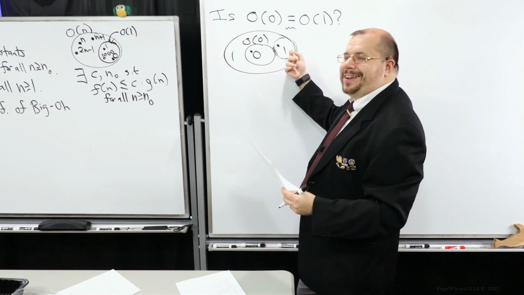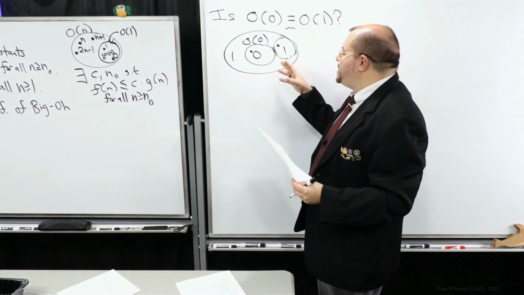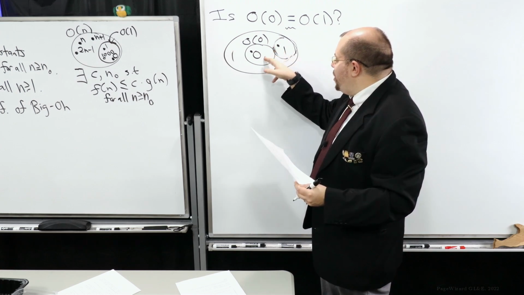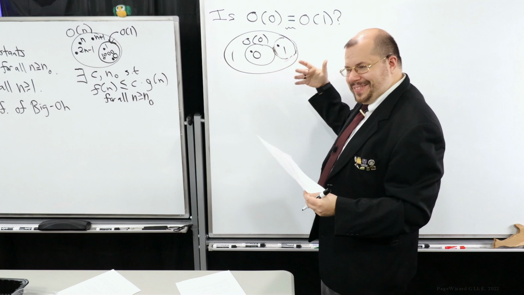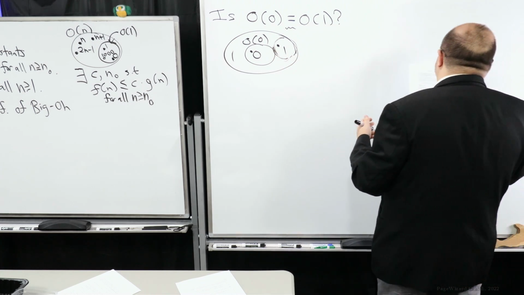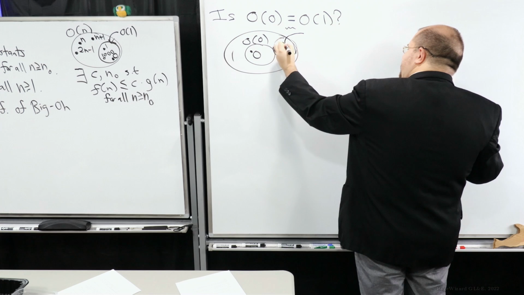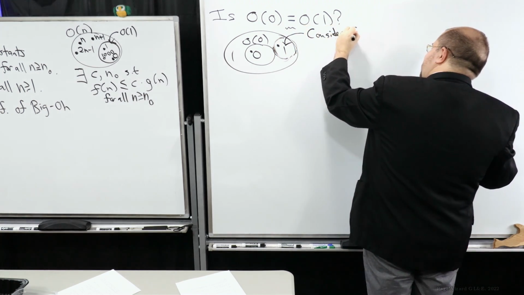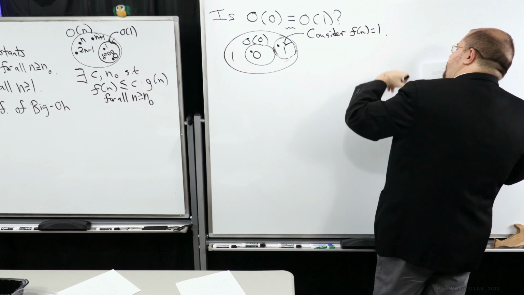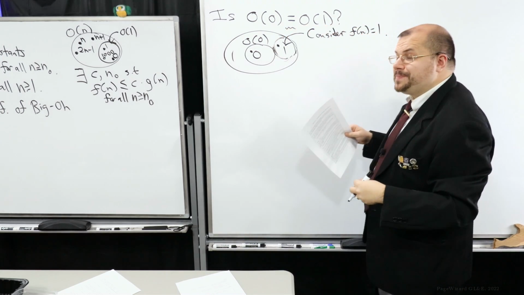And this is 1 right here, right? So naturally, the question is whether there is a function that is in here but not in there. Let's pick the easiest thing I can think of. We'll consider a function that outputs 1 always. It's just a constant function.